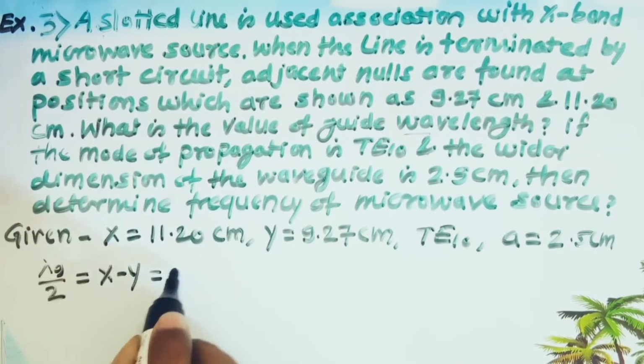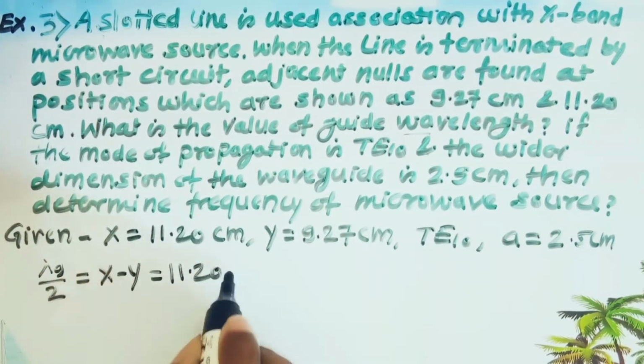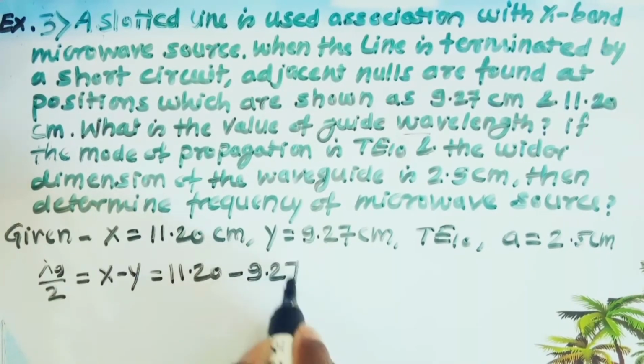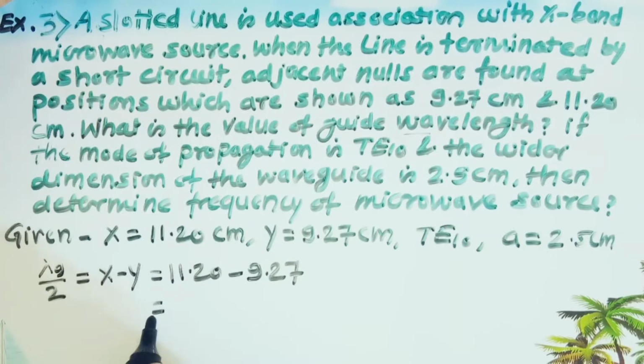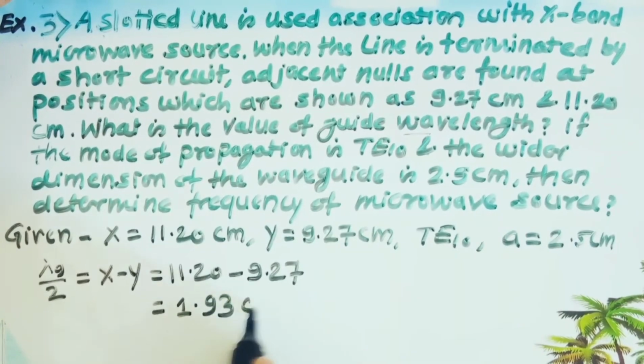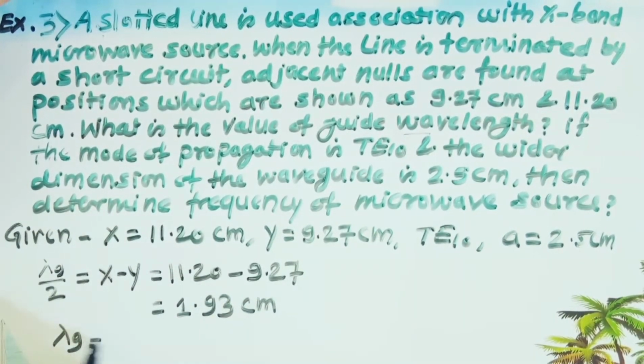So x minus y, that is 11.20 minus 9.27. Okay, so this comes out to be 1.93 centimeter, and therefore the lambda g becomes equal to 3.86 centimeter.